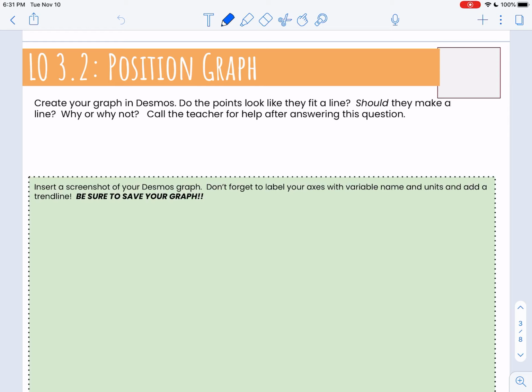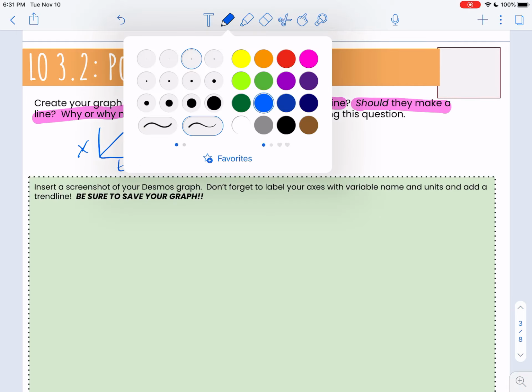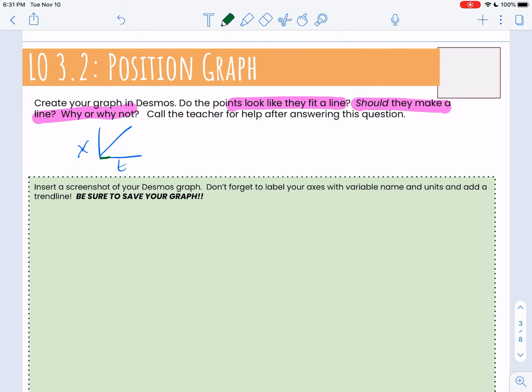Do the points look like they fit a line? No, they should not, and they shouldn't make a line. Because if the speed were constant, it's going to make a line, because every second it would have an increase in position. Another second, same increase in position. Another second, same increase in position. So that's why it makes a line.